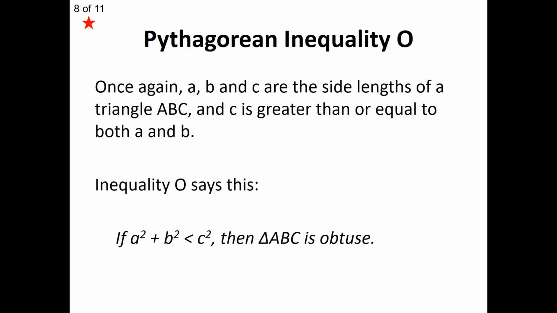Let's move now on to Pythagorean inequality O. The O in this case stands for obtuse. So once again, A, B, and C are the three side lengths of a triangle. We're going to assume that C is the greatest or equally greatest of the three sides, and we'll then show that triangle ABC is an obtuse triangle, because we are going to be given this case that A squared plus B squared is going to be less than that of C squared. The idea, remember, was to stretch the hypotenuse a bit, keeping the legs the same length.